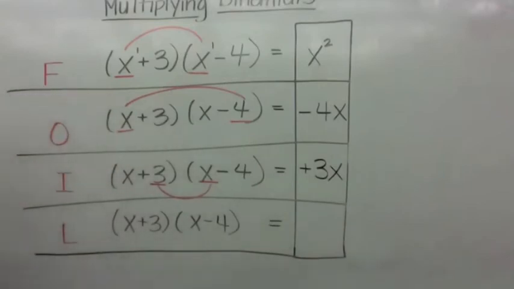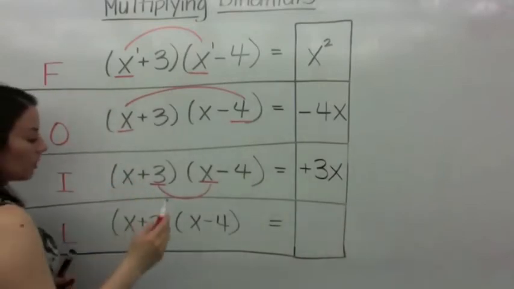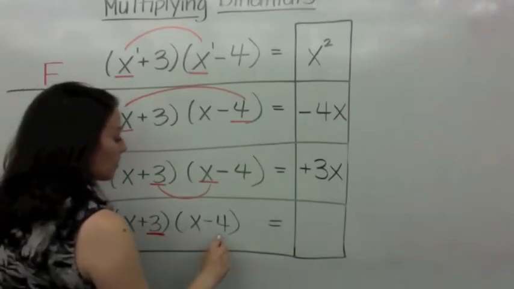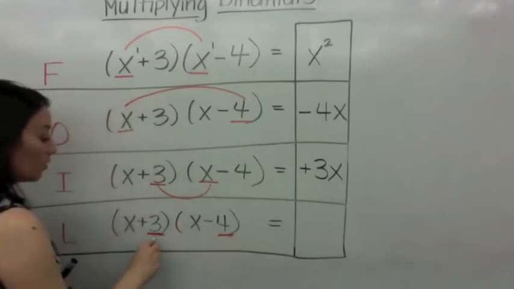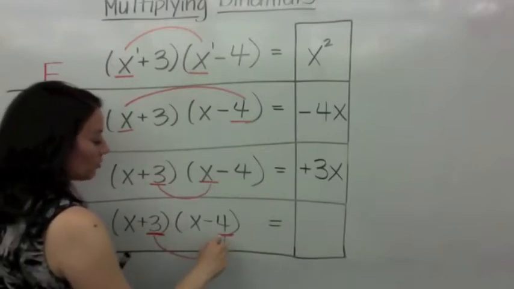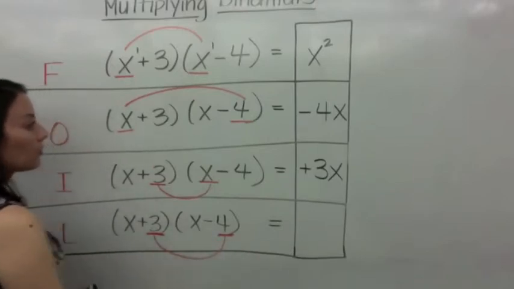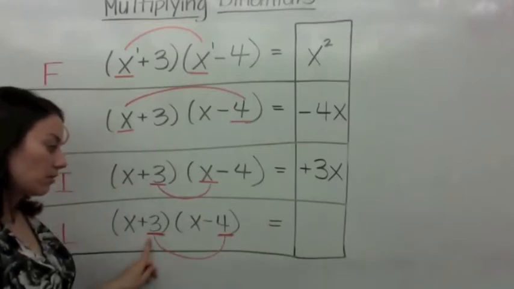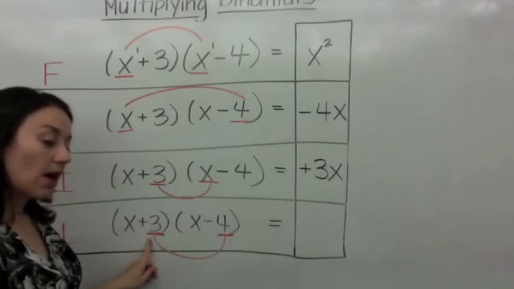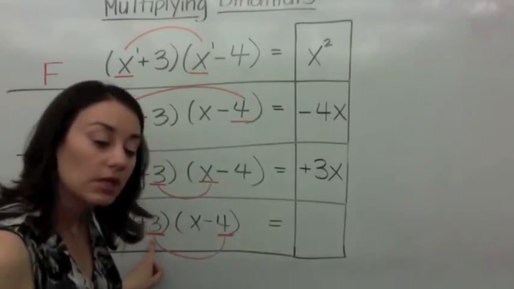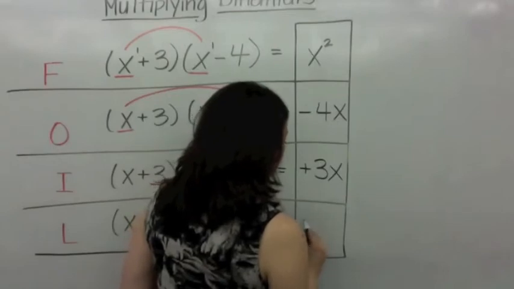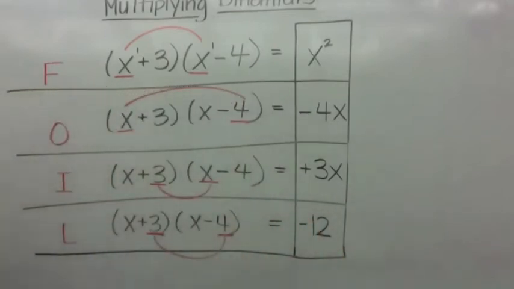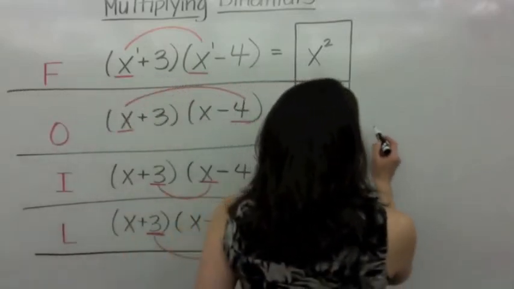Okay. And then the last terms. Again, you're going to start with the last term here, which is 3, and multiply it by the last term here, which is negative 4. Okay. That's 3 times negative 4. So what is 3 times negative 4? Negative what? Negative, I'm waiting. It's negative 12. That's right.